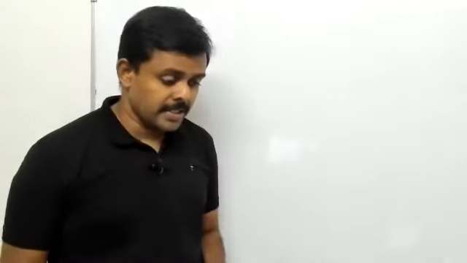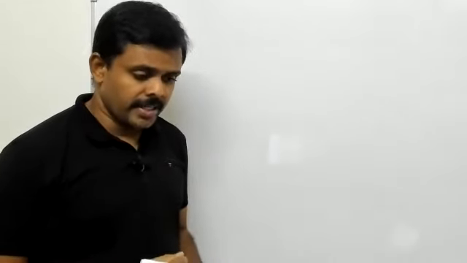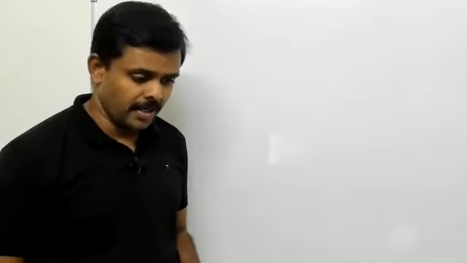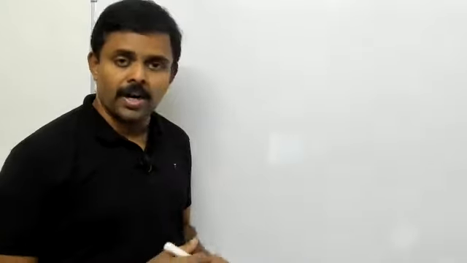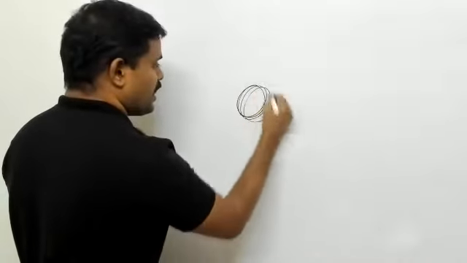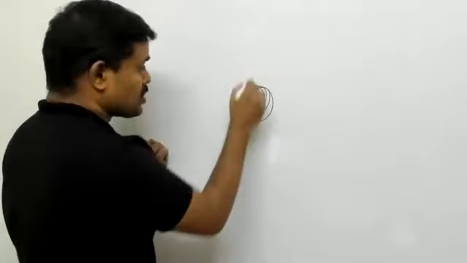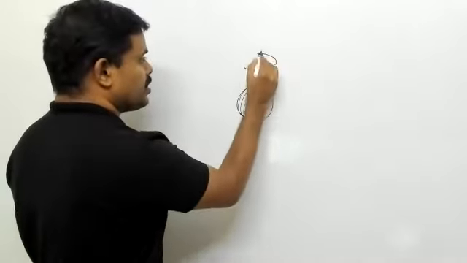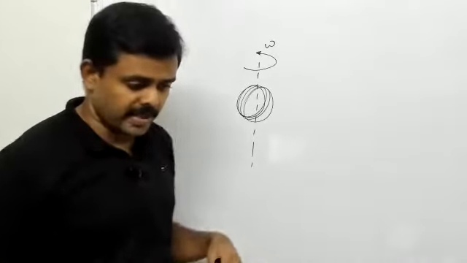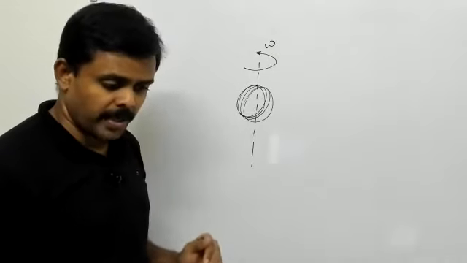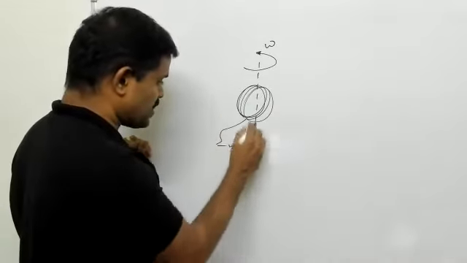Moving on to question number 19. A coil of number of turns N, area A, is rotated at a constant angular speed omega in a uniform magnetic field B and connected to a resistance R. A coil of N turns, with area A, is being rotated with the constant angular speed omega in a uniform magnetic field B, and it is connected to a resistor R, okay?